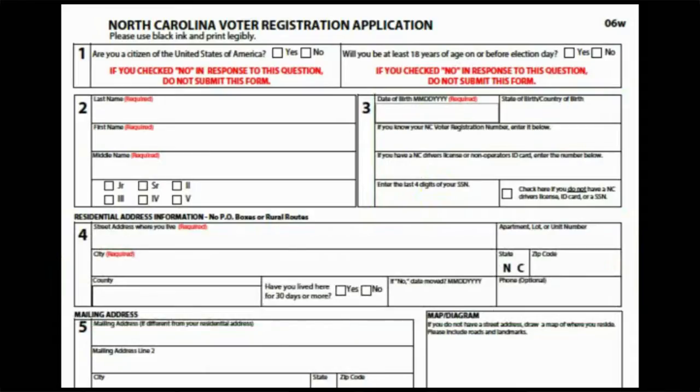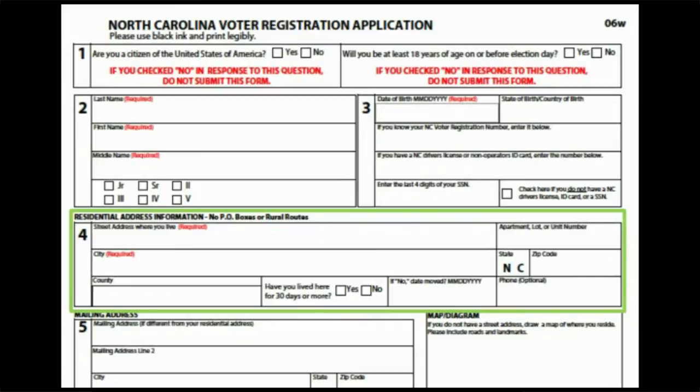Let's take a look at section 4. Now, section 4 is the residential address, or as I like to refer to it, your home address. Where are you currently living? This has to be fully and completely filled out. Why is it so important, you may ask? And if you're not asking, I'm going to tell you anyway. The Board of Elections has to designate a voting precinct for the person registering to vote, right?